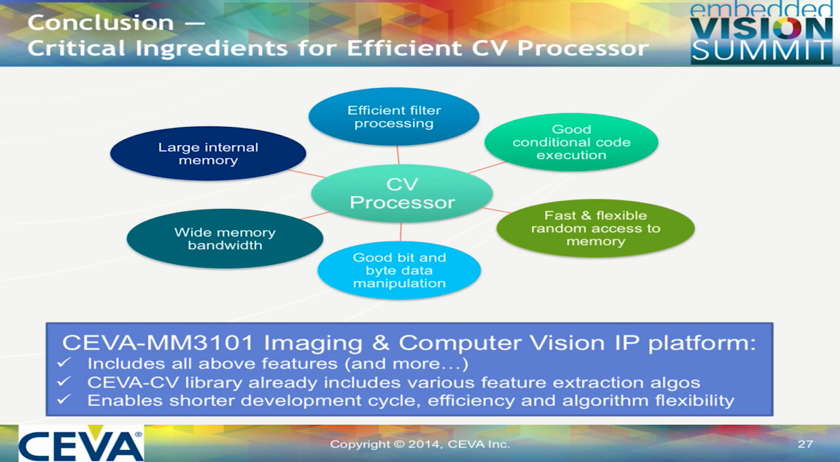And that's the conclusion. A computer vision processor should have large enough internal memory to support the tables, to support the multiscalar, wide memory bandwidth, because we see that some of these features are byte arithmetic. That means we need to feed its very fast processing. We need the load store unit to be able to feed this processing machine. Efficient filtering process, especially for the pre-processing, fast and flexible random access to memory, good bit and byte data manipulation.